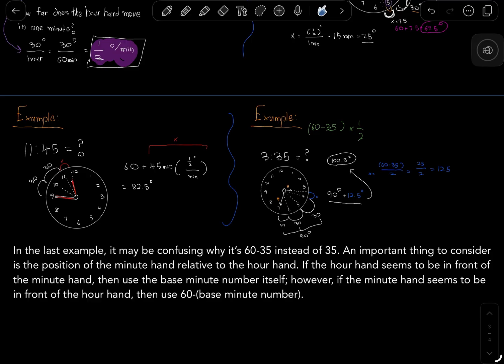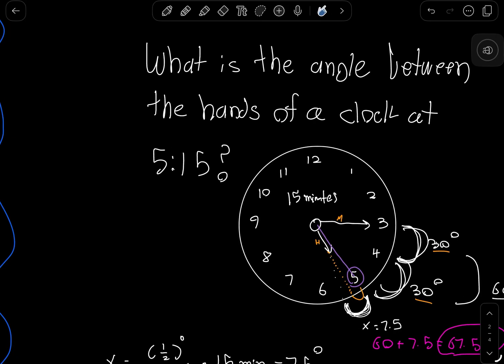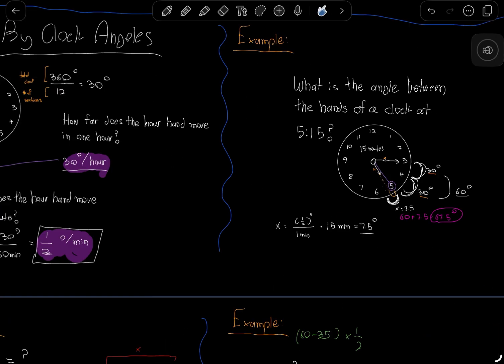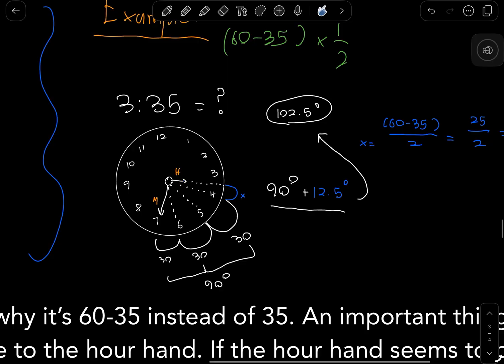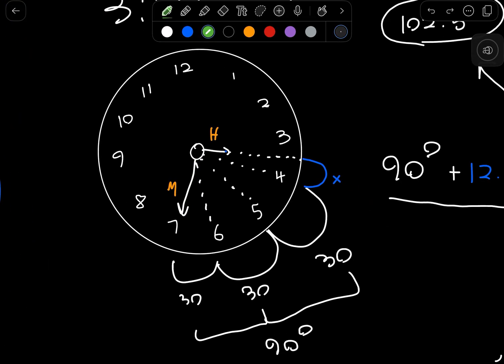Now, there's a specific problem I want to go over because you actually can't use the same process as in this one, and I'll explain why. Let's say you're given the time 3:35 and you have to find the angle. How would you do that? Again, draw the hands first. I've drawn that already for you. So this is 3:35. First things first, count the number of 30-degree sections.